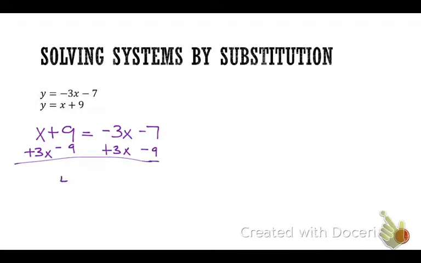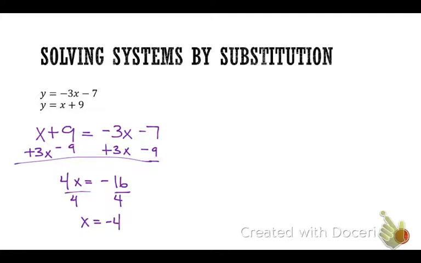So I move my x's to the left side. X plus 3x is 4x. I move my numbers to the right side. -7 minus 9 is -16. Okay? So now I divide both sides by 4, and x is -4.